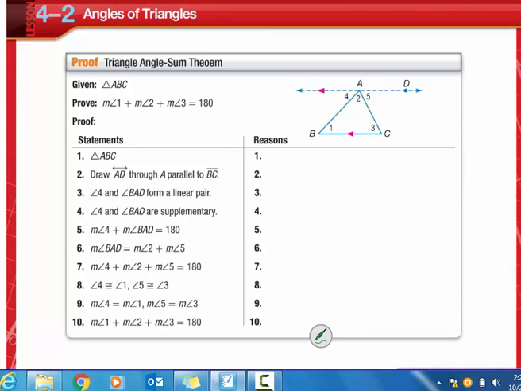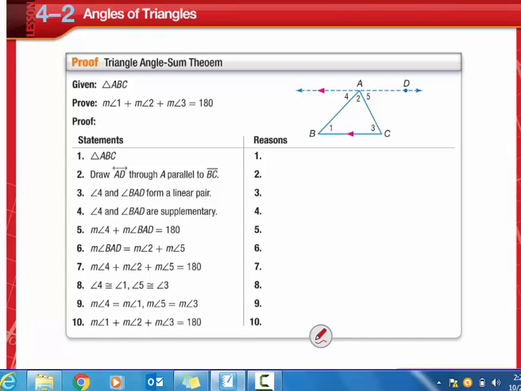The first thing that I want to show you is this added line right here. This is an auxiliary line. You see that we added a line and we made sure that it was parallel to the base. The purpose for adding that auxiliary line lets us use things that we know about maybe alternate interior angles and things like that. So the first thing that we have is given triangle ABC, and we want to prove that the measure of angle 1 plus the measure of angle 2 plus the measure of angle 3 equals 180.